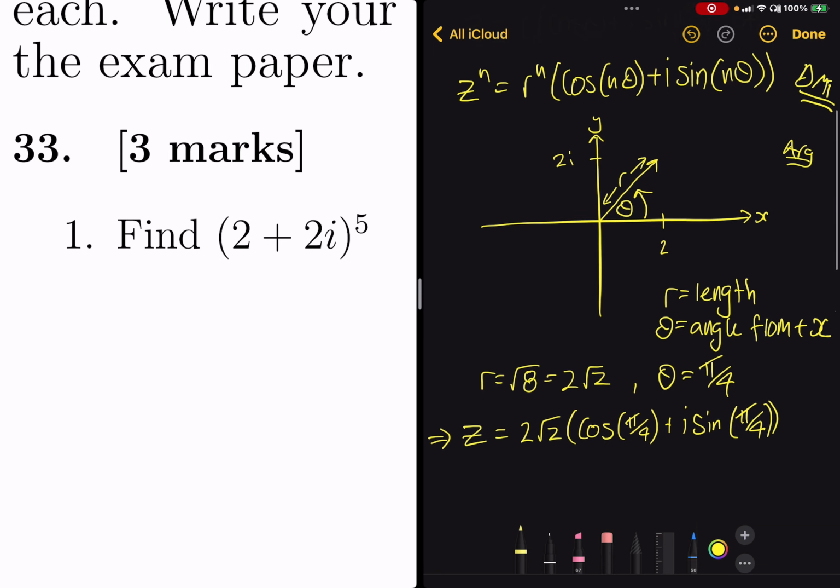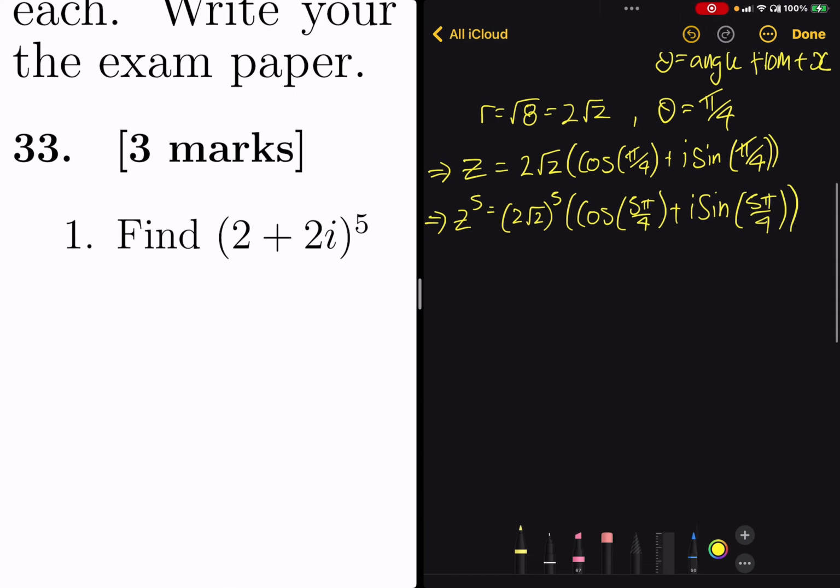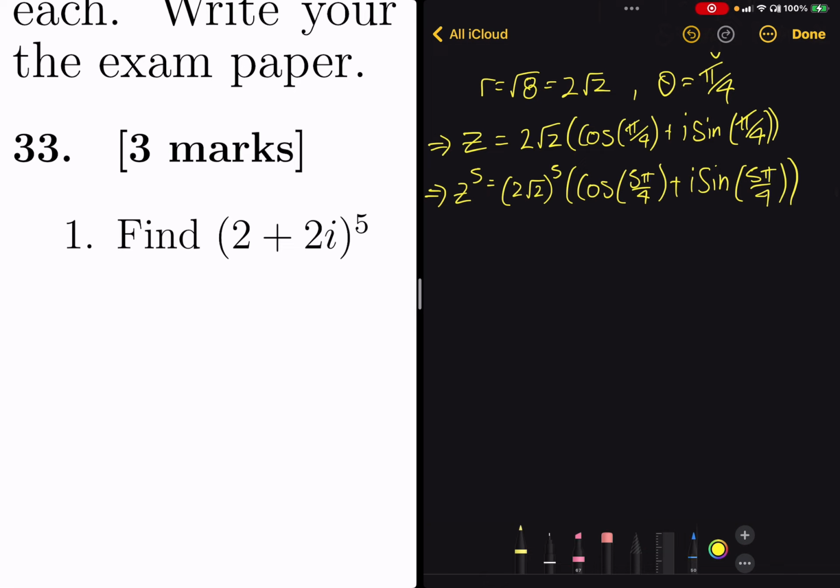Now we need to find the fifth power. Well, we can just use de Moivre's theorem for this. Z to the 5 has to be 2 root 2 to the 5 times cosine of 5 pi on 4 plus i sine 5 pi on 4. And this is actually going to be our answer. We will want to simplify it back down to a Cartesian vector though.